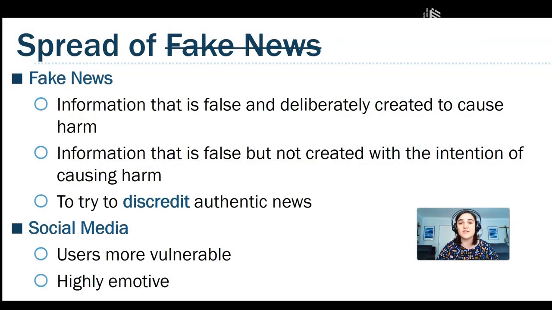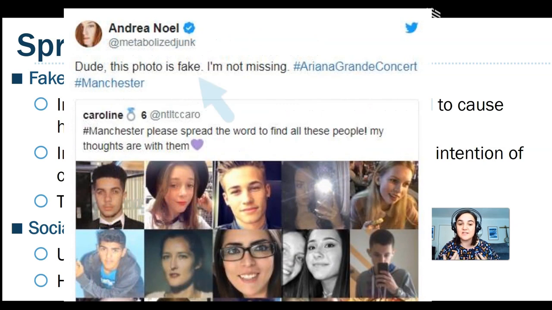And also, a lot of the fake news that we see being spread around is highly emotive, and it's designed to deliberately make you react really strongly.